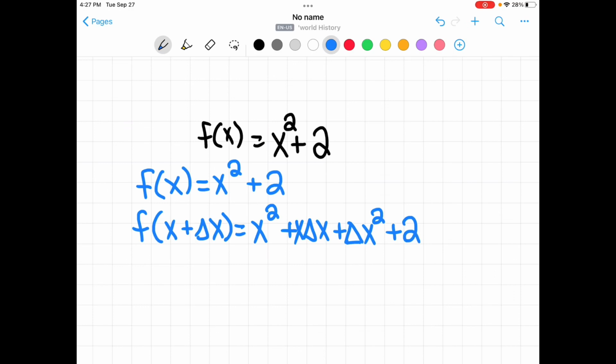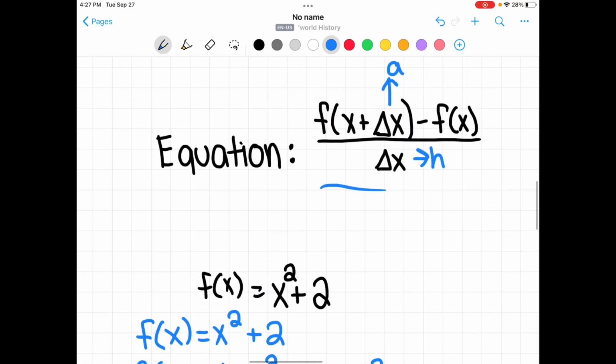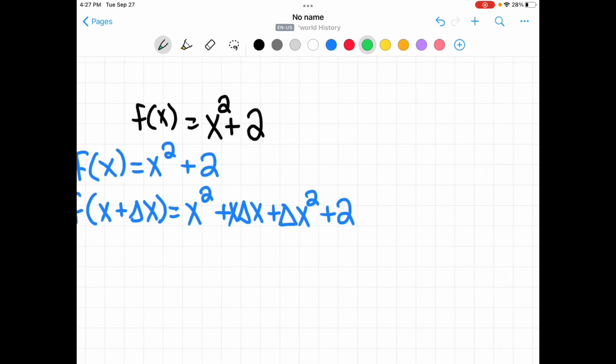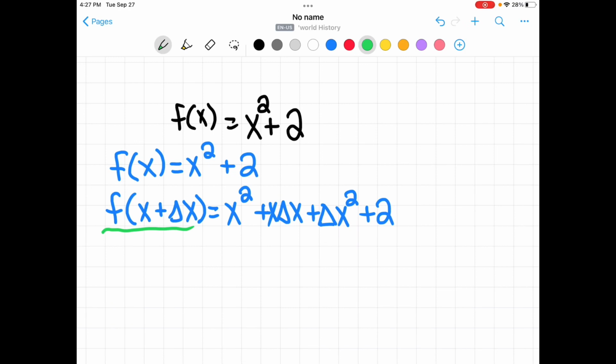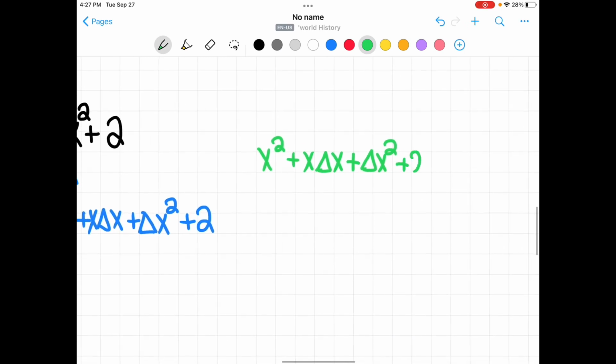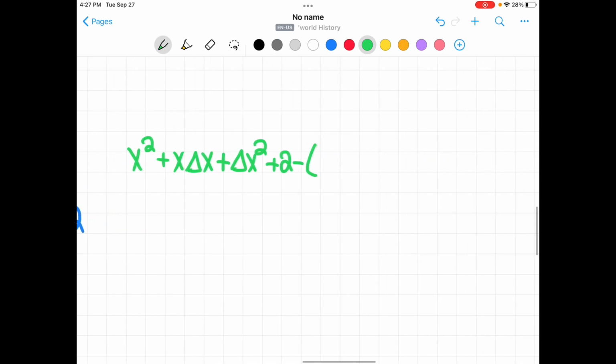Alright, and now we are going to plug it into our equation. So I'm going to do this in a different color. We're going to do whatever the f of x plus delta x is, which is going to be x squared plus x times delta x plus delta x squared plus 2. And then it's going to be minus, so we're going to put this in parentheses so we know how to distribute the negative, x squared plus 2 all over delta x.